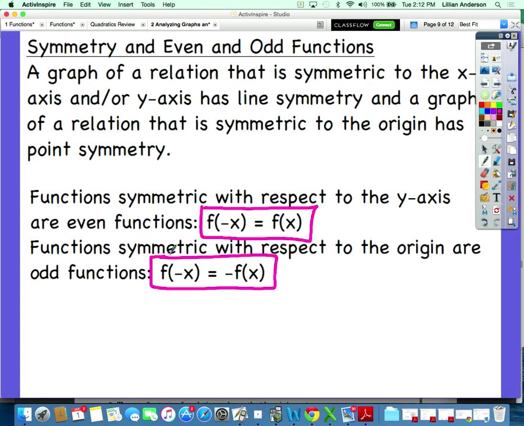What this means, you plug in negative x into every single x and simplify. If you get the original function, it's even. You get the same thing after you simplify. But if you get the exact opposite, meaning that every single sign changed from positive to negative or negative to positive, it's odd. If it's not the same, and if it's not the exact opposite, it's neither even nor odd.